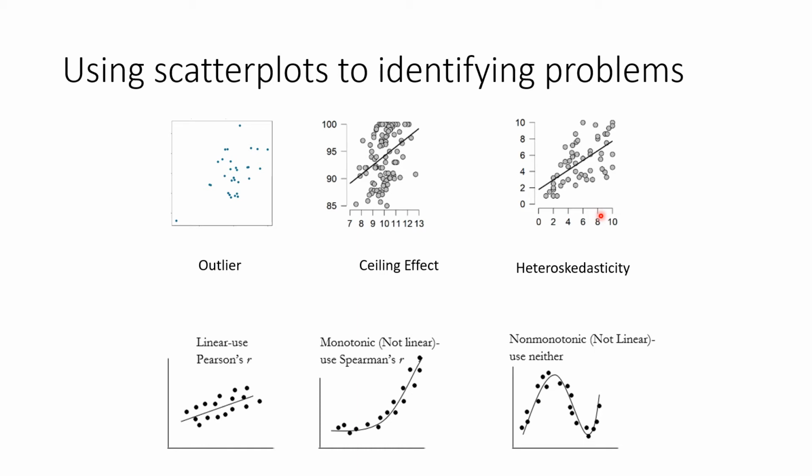This scatter plot over here is representing heteroskedasticity, which is a potential problem, especially when you do something like regression. We have one activity on regression, which we may do.